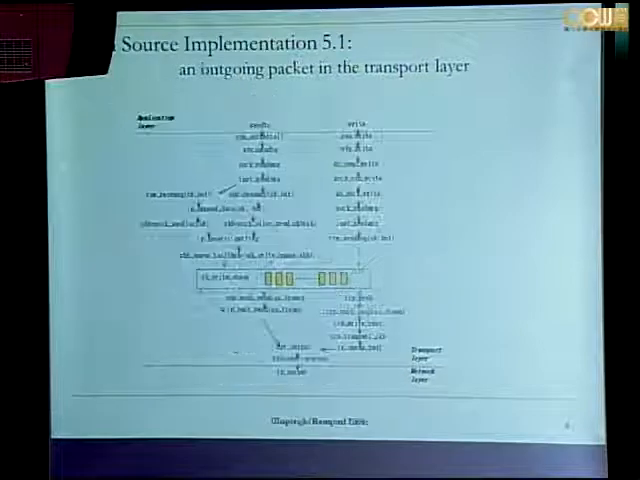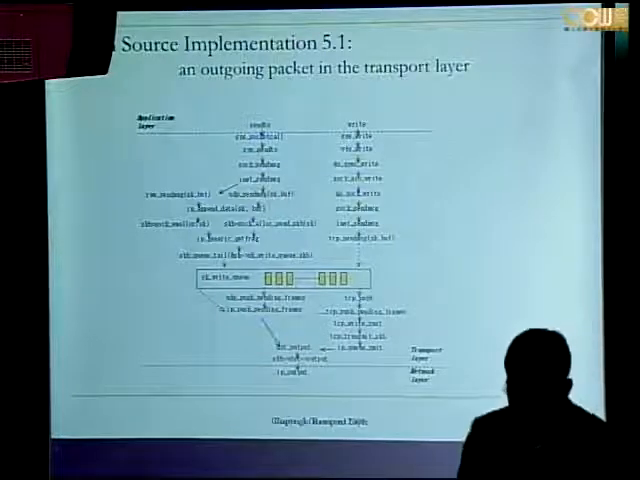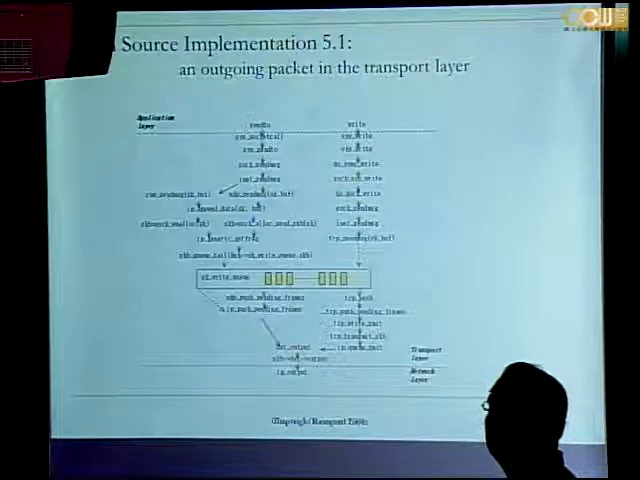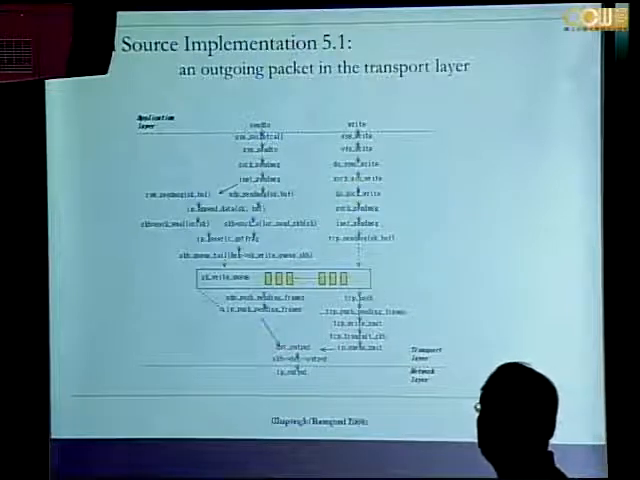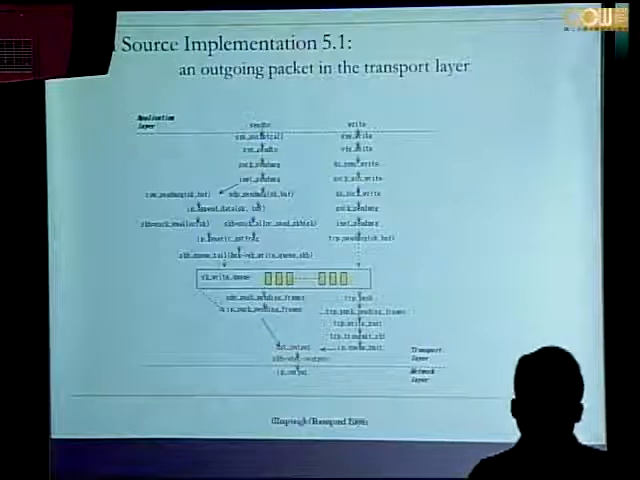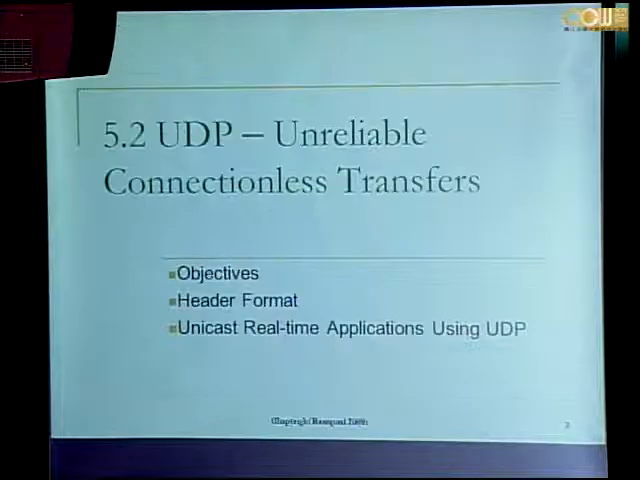Okay, that ends the discussion on general issues to resolve. And the first open source implementation is the code graph, two code graphs. One is the outgoing and one is incoming.